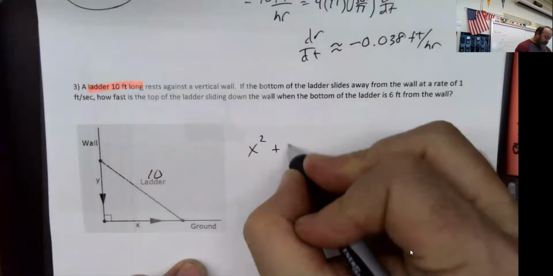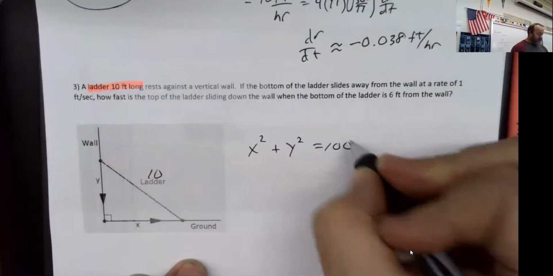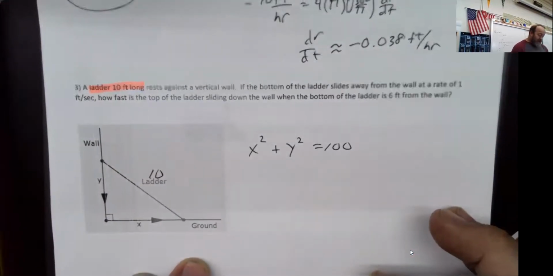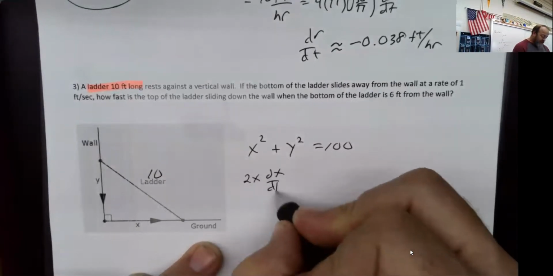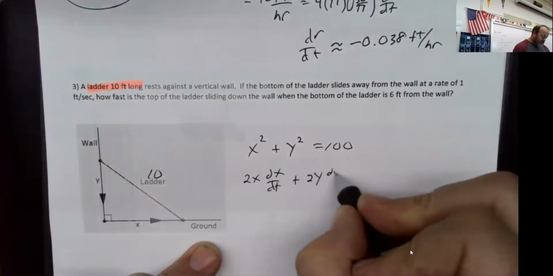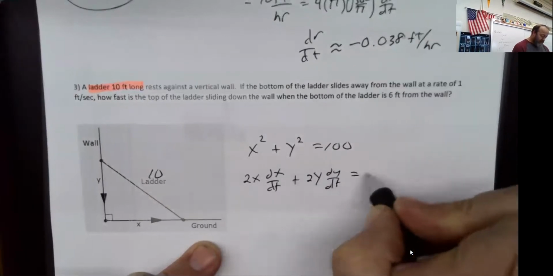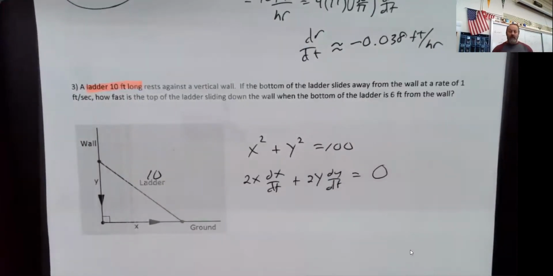So I know that x squared plus y squared is an even 100. And I know then if I took the derivative, I'd get 2x dx dt. I get 2y dy dt, and of course, the derivative of my constant is going to be 0.